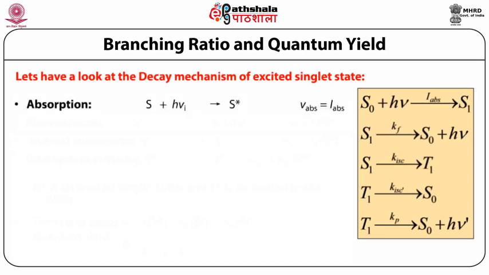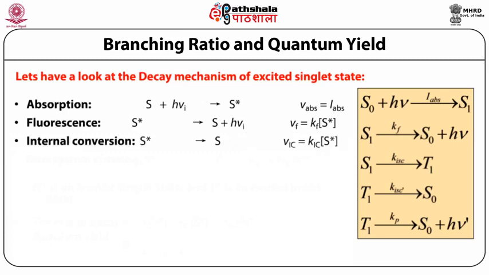During absorption, S plus h nu A becomes S star, which is the excited state. In fluorescence, S star goes to S plus h nu F by emitting light of frequency nu F. Similarly, in internal conversion S star goes to S, and the rate nu IC of the internal conversion process is equal to KIC times S star. During intersystem crossing, S star goes to a triplet state T star. Here nu ISC is equal to KISC times S star. So, during all the processes, the rate of decay is equal to minus Kf S star minus KIC S star minus KISC S star.